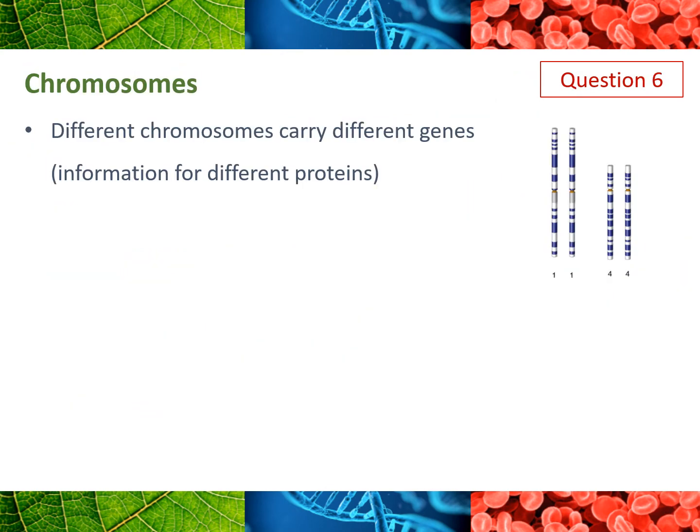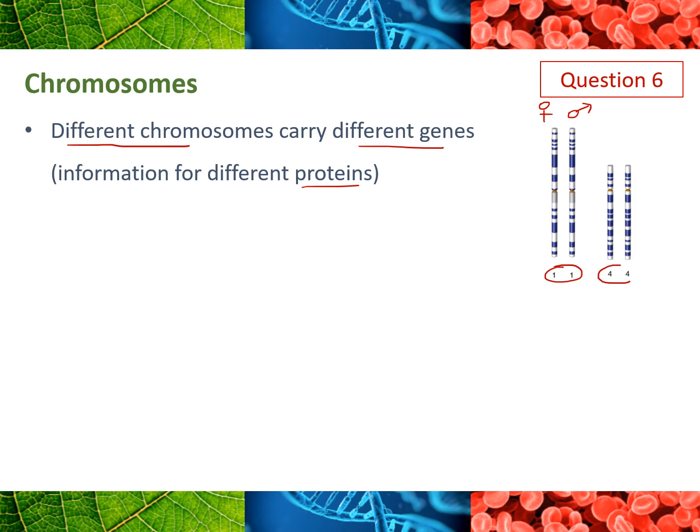Right, looking more at chromosomes now. Different chromosomes carry different genes. And remember, a gene gives the information to make different proteins. Okay. What I mean by this, let's have a look at, say, for example, chromosome number 1. You get 1 from your mother and 1 from your father. These two chromosomes, they're both copies of chromosome 1. So they're going to carry the same genes.